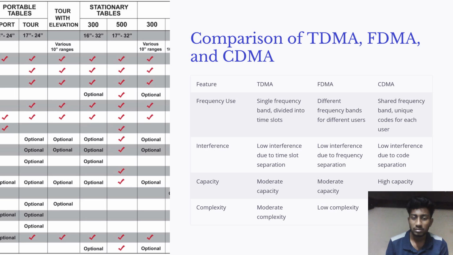Capacity of these multiple access techniques: TDMA and FDMA have a moderate capacity, whereas CDMA has a high capacity. Complexity of these multiple access techniques: TDMA is moderately complex, FDMA is low complexity, and CDMA is highly complex.